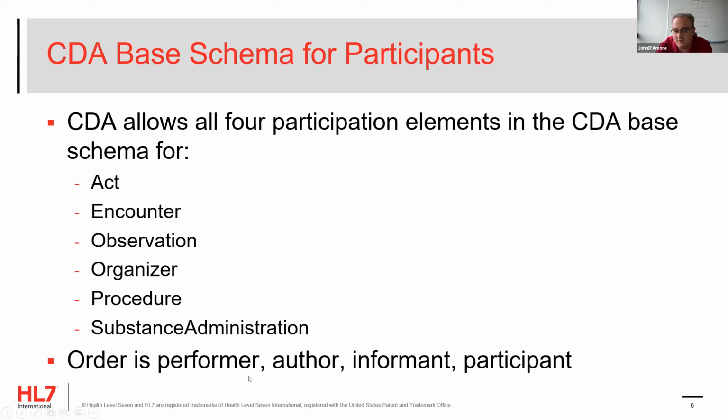The order is always performer, author, informant, and participant, and they're all right next to each other. The order doesn't mean anything; it's just the order CDA uses from a schema perspective. The reason I mention this is that on the next slide, which gets to that table, you'll see that in some parts of the C-CDA, things are explicitly called out. They say an author goes here, and author participation is very common in a lot of sections. Sometimes they don't say that a performer is there.